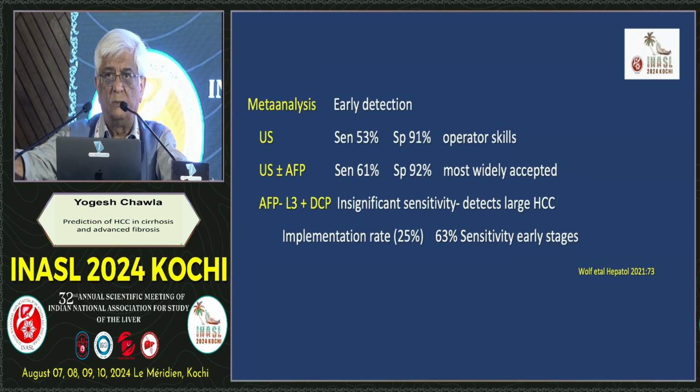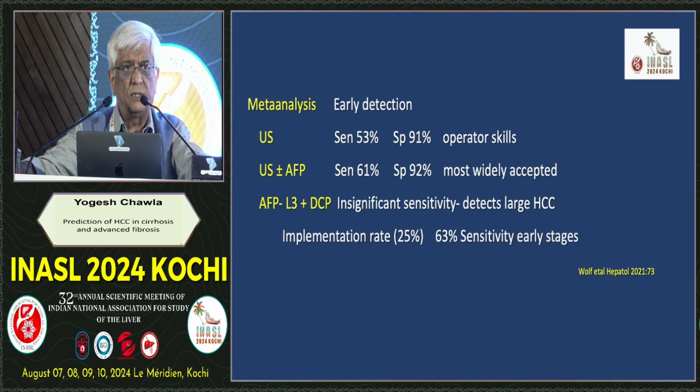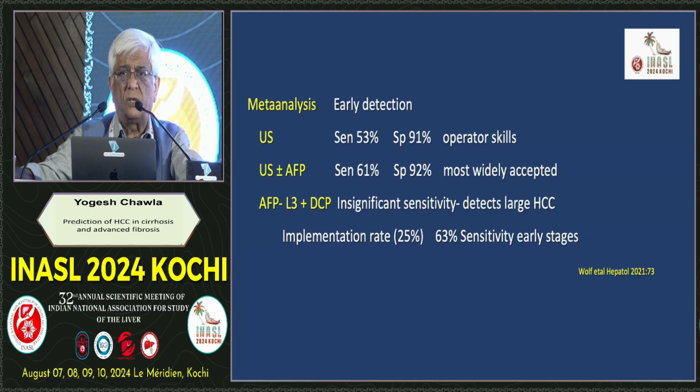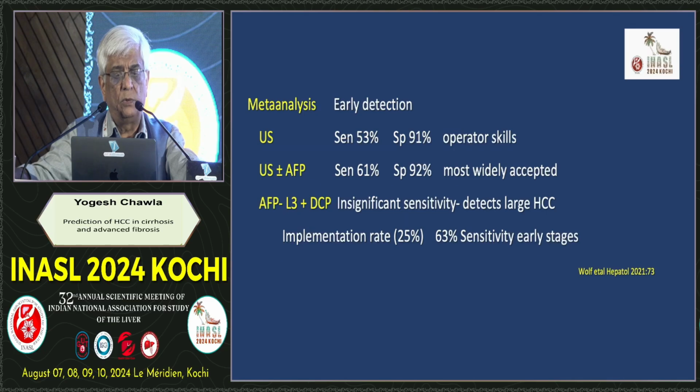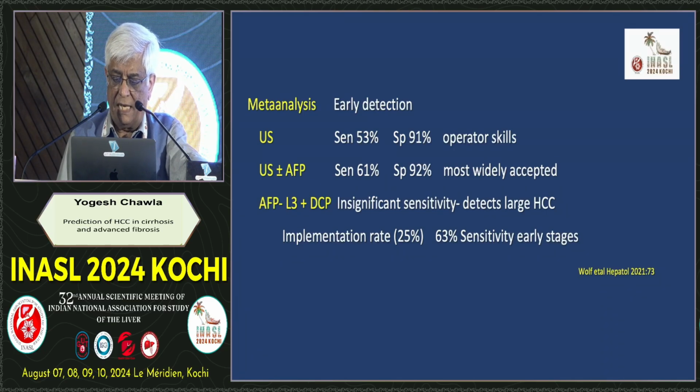Ultrasound is one modality which is used for picking up these cases, but it is dependent on the operator's skills, and has a sensitivity in picking up early HCC of 53%, specificity 91%. But when you add alpha-fetoprotein, sensitivity increases slightly and specificity is not much increased. So this combination is most widely accepted by most of the societies, and we also do that in clinical practice, but it is not recommended as such in most of the guidelines except a few.